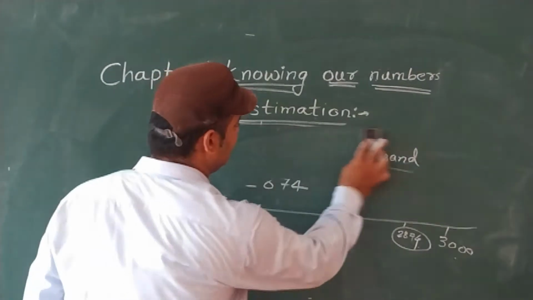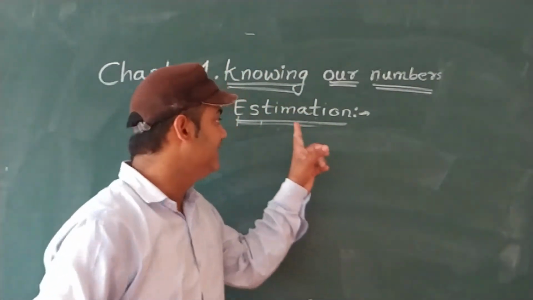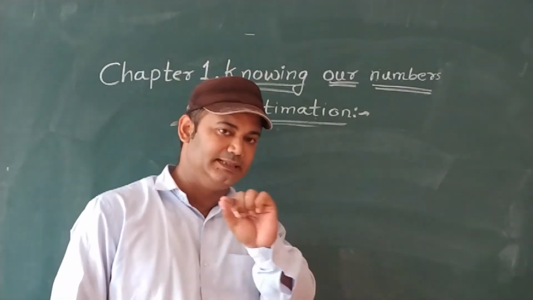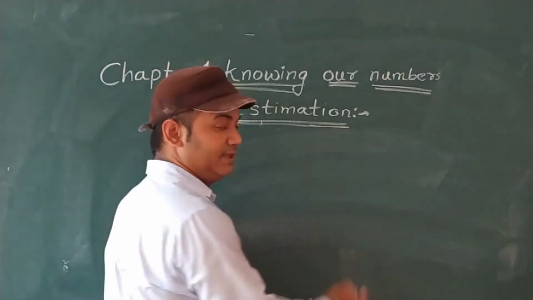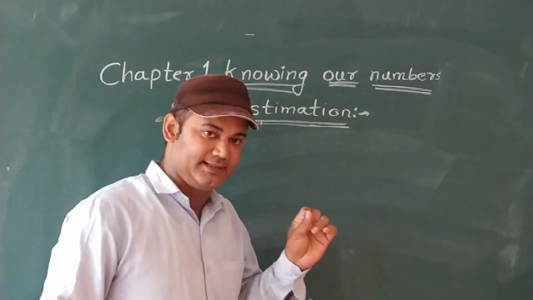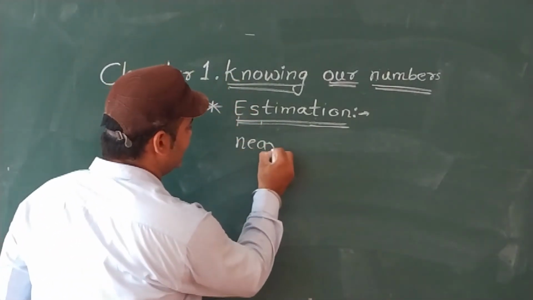Okay. Now we will see what estimation is. Now I would like to mention one point. There is no rigid procedure to find out estimation. In many books there are slight differences between them, but there is no rigid procedure. It always gives you the approximate answer, not an exact answer. Okay. Now see, if you want the nearest 10.